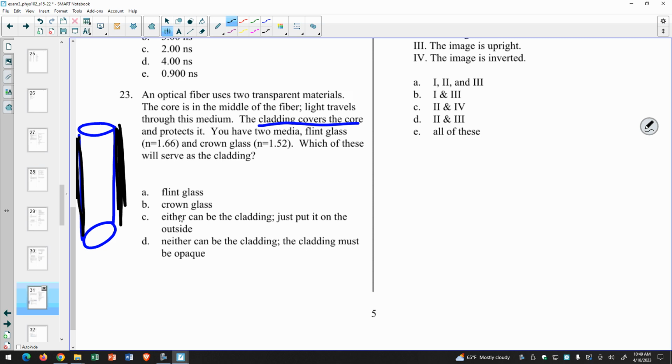You don't have to have that, but in this case, just to protect the fiber optic, they put this cladding around it. And so if I have flint glass and crown glass, the one that I want to have in the core is the flint glass. This is going to be my core. And then I'm going to have the lower index, the crown glass, as the cladding. Okay, I have the low index material as the outer part, which is the cladding.